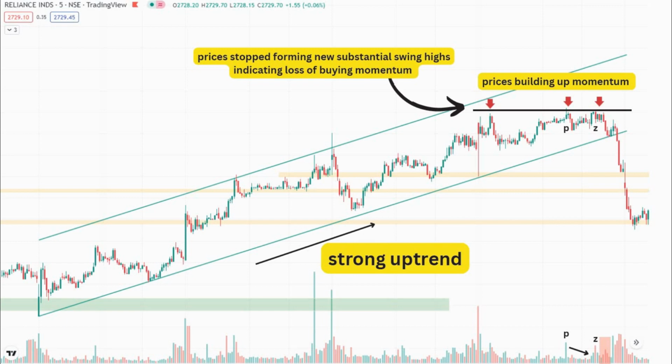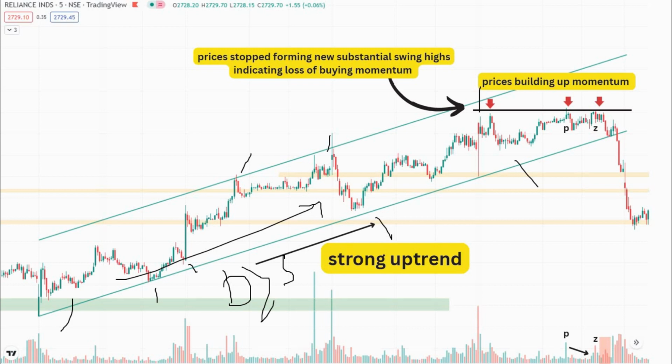Here, see, this is the chart of Reliance Industries on the 5 minutes time frame. As you can see, Reliance Industries was in a very strong uptrend. Prices were continuously forming a higher high, higher low formation. Remember, we can say that demand is very strong compared to the supply side. That's why prices are aggressively going towards the upside.